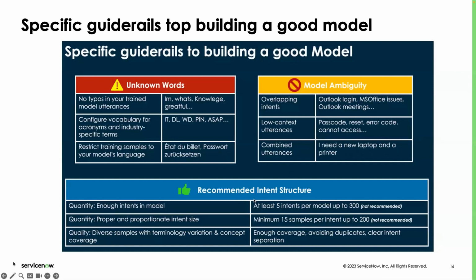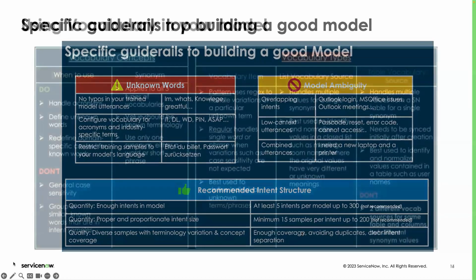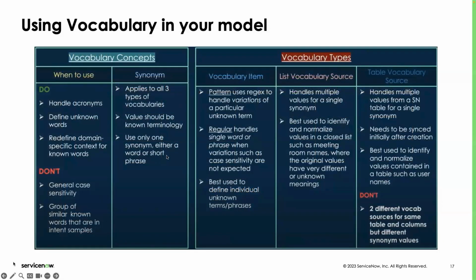There is a recommended intent structure as well, and you can follow at least five intents, as we spoke earlier, and a minimum of 15 samples per intent, so that you can have enough coverage and avoid duplicates as well. Please, quickly move on. Always use vocabulary wherever you think it applies.